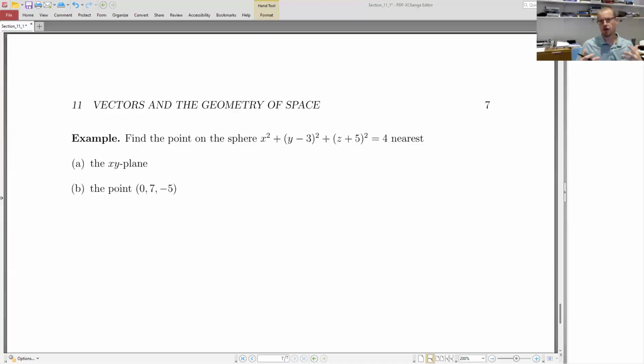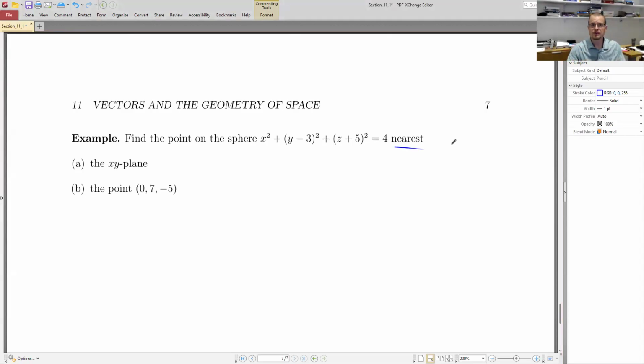Welcome to the office. We want to take a look at one more example here for section 11.1 on three-dimensional coordinate systems. For this example, it's going to take a little bit of thought. Okay, we're looking to minimize something, right? We have: find the point on the sphere which is nearest, where we're going to minimize.